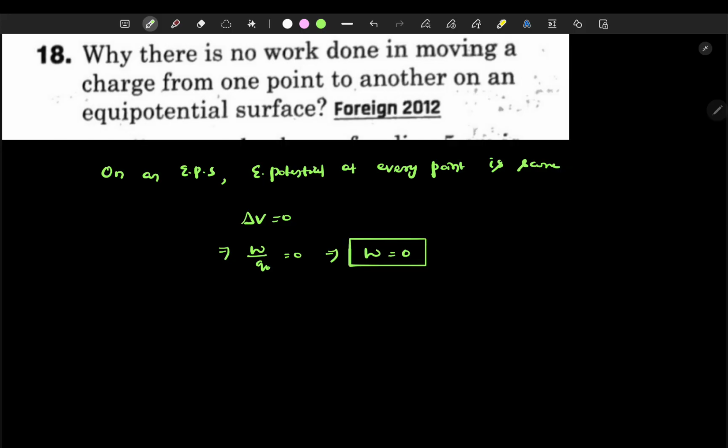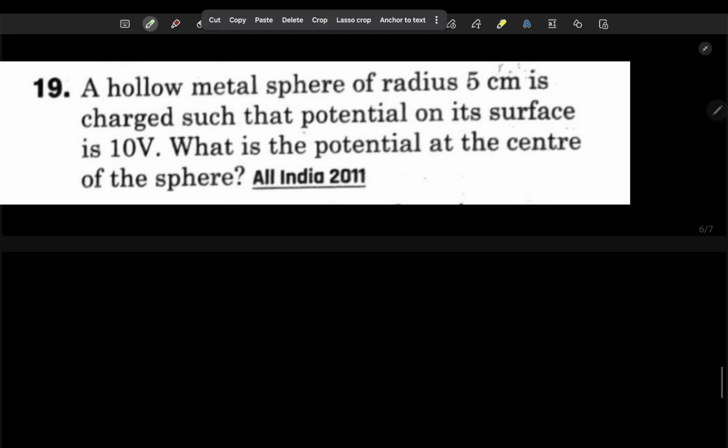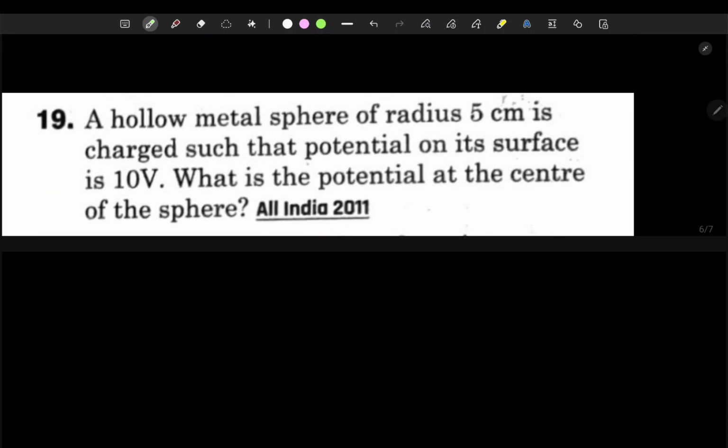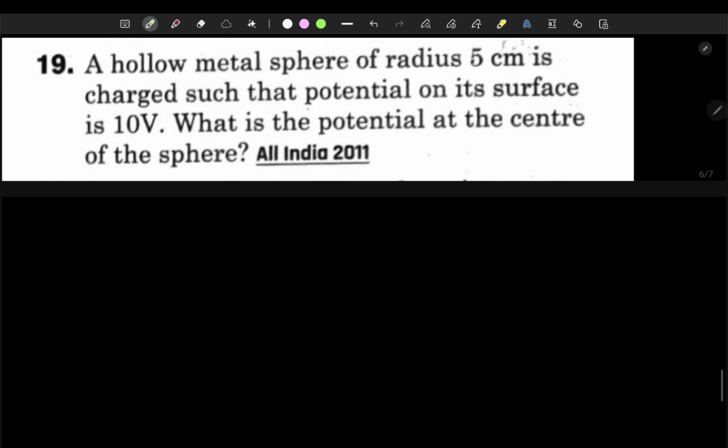Next, come to your question number 19. What is the question asking? A hollow metal sphere of radius 5 cm is charged such that the potential on its surface is 10 volt. What is the potential at the center of the sphere? What is the answer? Simple, I will not explain. The potential answer is also 10 volt. Potential on the surface, potential at center, potential inside the metal sphere, all have the same value. Next, come to question number 20.